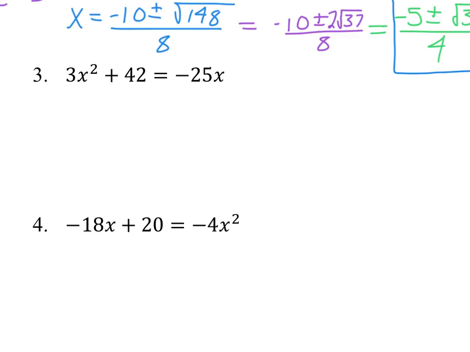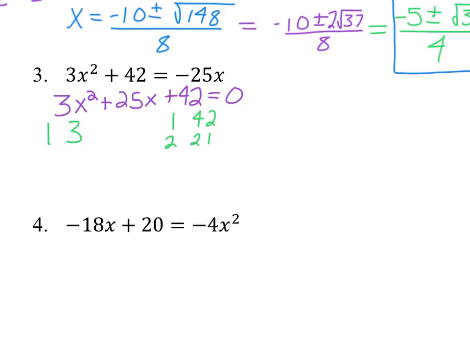Alright, again, looking at number 3, we need to add that 25x to both sides. We need this quadratic to equal 0. So we add that 25x over. The 42 is already there. So 3x squared plus 25x plus 42 equals 0. Now you might look at this one and try to figure, does this factor? And it actually does. You could still use the quadratic formula, but when you have some factoring that's going to work out, may as well use that.